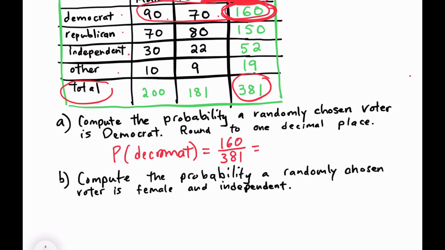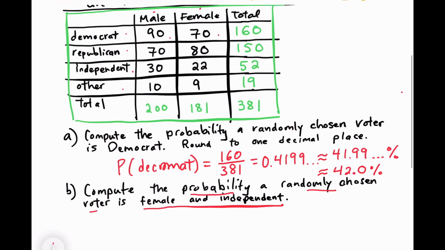And so this gives me 0.4199, which if I look at this as a percentage, it's 41.99%. And if I round that to 1 decimal place, I have 42.0%.